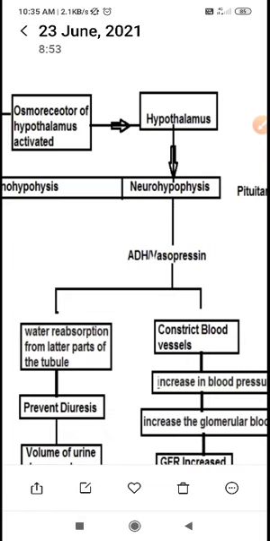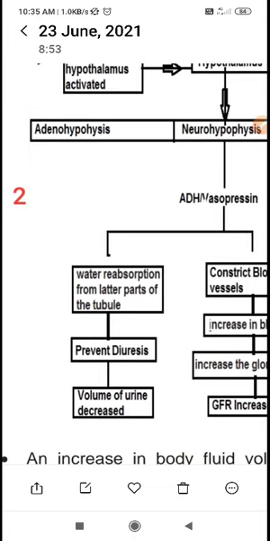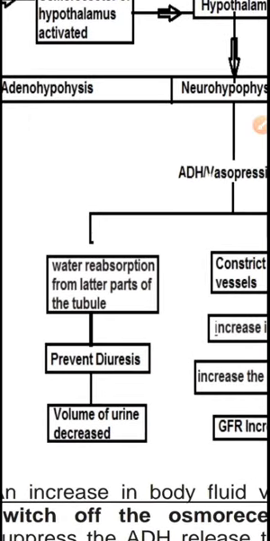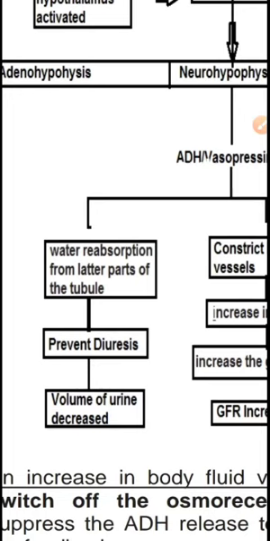Then what happens? The pituitary secretes the hormone vasopressin, and this vasopressin helps in the reabsorption of water from the latter parts of the tubule, that means the last parts of the renal tubule, and prevents diuresis. What is diuresis? Excess urination, or excess water loss through urine, is known as diuresis. As this prevents diuresis, vasopressin is also known as ADH, anti-diuretic hormone.